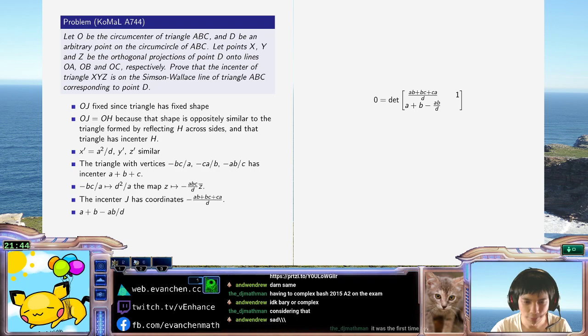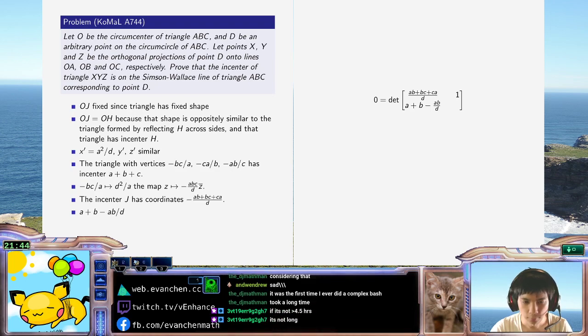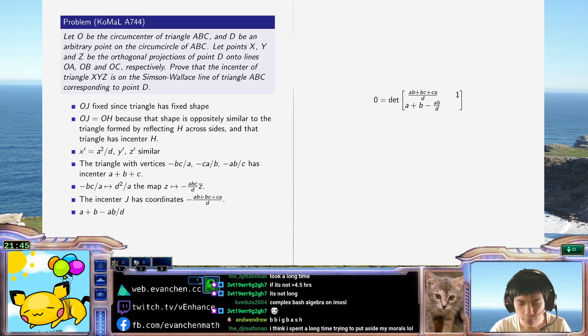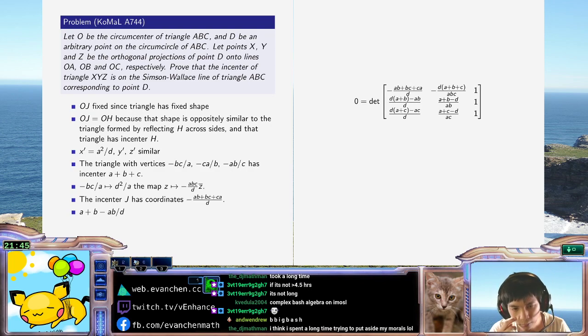Okay, so 1 over A plus 1 over D, A plus B minus AB over D. So we're just gonna do it. D, A plus B minus D, D, 1, D, B, AB, 1, and let's use like C instead. Okay, so if I haven't completely messed up yet, this determinant is supposed to equal 0. And how do I check this?